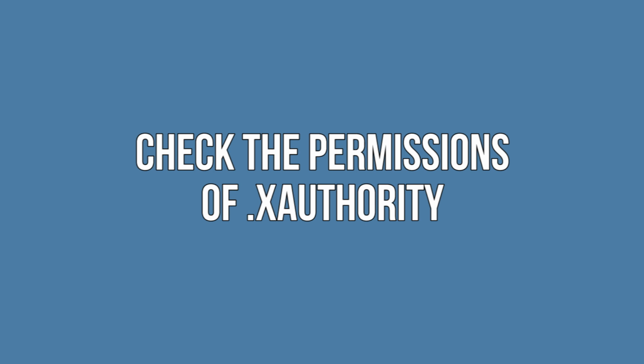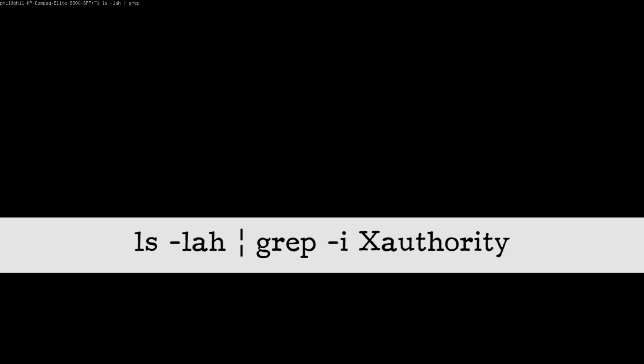Check the permissions of Xauthority. The file that you need to check is in the root of your /home folder. After logging in, you should already be there. The file is a hidden dot file, so you're going to need to use the right flags when looking it up. Search using ls and grep in the following command.